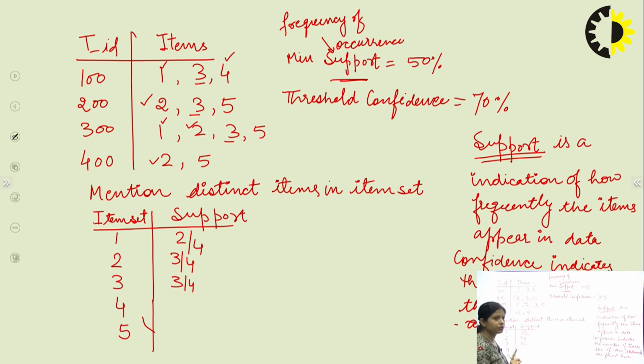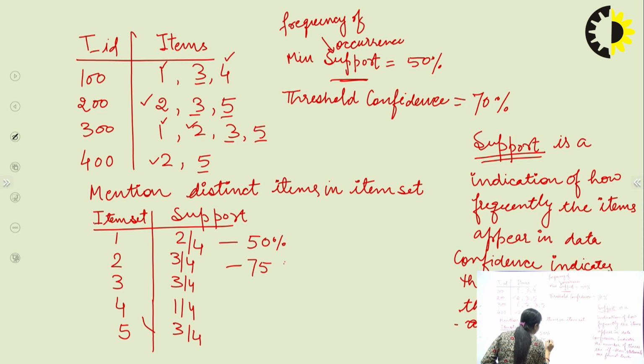Item number 4 has been purchased only one time out of all these 4 transactions, so 1 divided by 4, 1 out of 4. Next is item number 5, which appears in 1, 2 and 3. So again we have 3 by 4, right? How many percent can we say here? 3 by 4 is 75%. Again it is 75%. 1 by 4 is just 25%, and 3 by 4, again 75%.